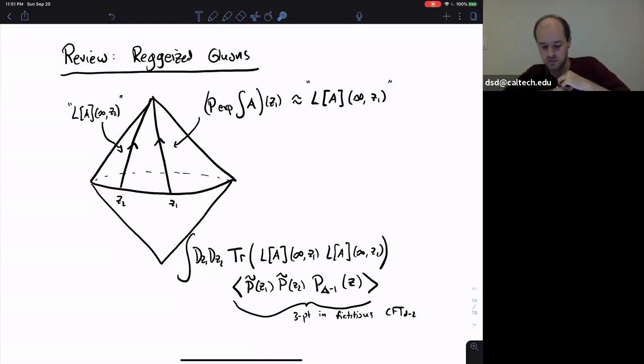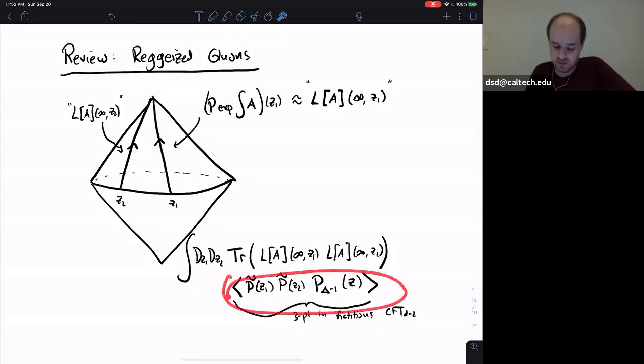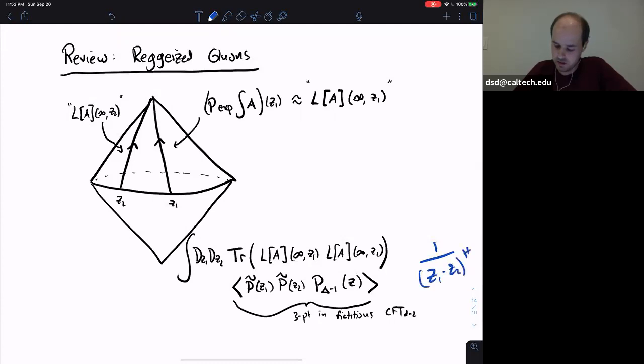And the way to make it transform irreducibly is to integrate it against some carefully chosen wave function in the angular directions. The correct choice here is a 3-point function in a fictitious d-2-dimensional CFT living on the celestial sphere. It's just the famous formula for 3-point functions. Here it's written in the embedding space, so this is going to be products of things like 1 over z1 dot z2 to some power times other dot products of z's.